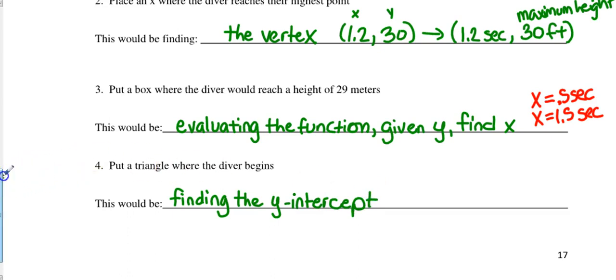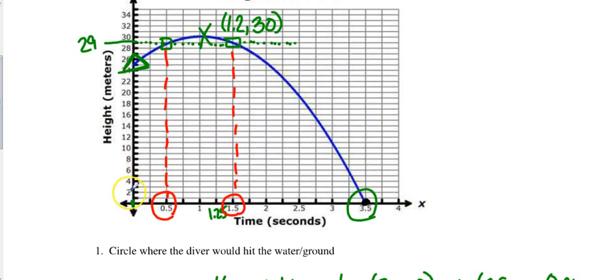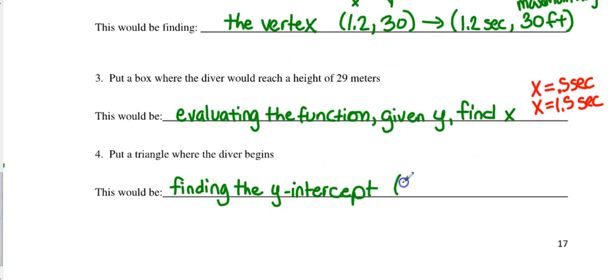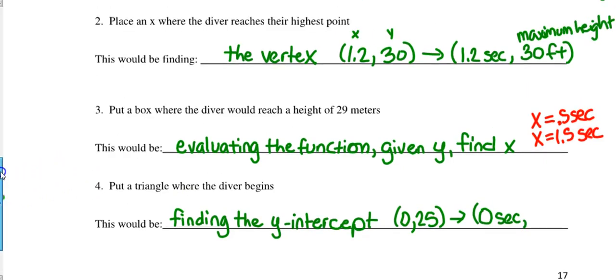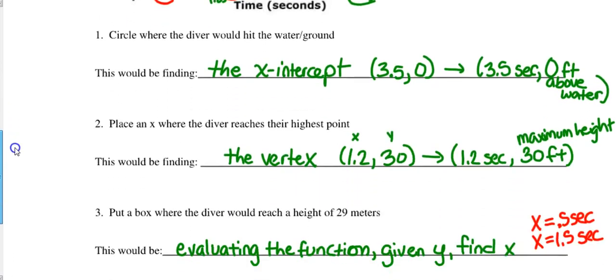What is that ordered pair? Let's go look. 0, comma, right in between 24 and 26, that's 25. So that's 0, comma, 25. What does that ordered pair mean if I were to write it with my labels? Well, x is seconds, so 0 seconds. And then what was y about again? If you forget, go look at the y-axis. Height in meters. Oops, so I think I've been using feet this whole time.